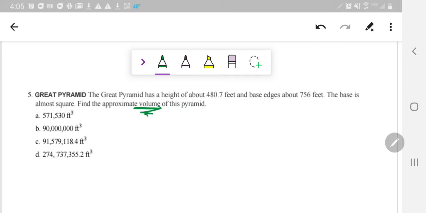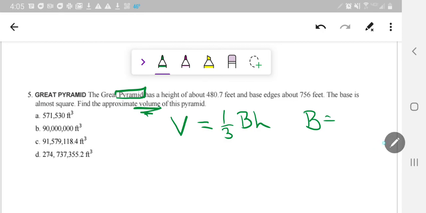So this goes back to the original problems that we were doing. We're finding volume, so we need the volume formula for a pyramid, which we've been using this whole time. We know we have a square base, so to find the area of that square base, we multiply side times side. It says the base edges are about 756 feet, so we'll do 756 times 756.